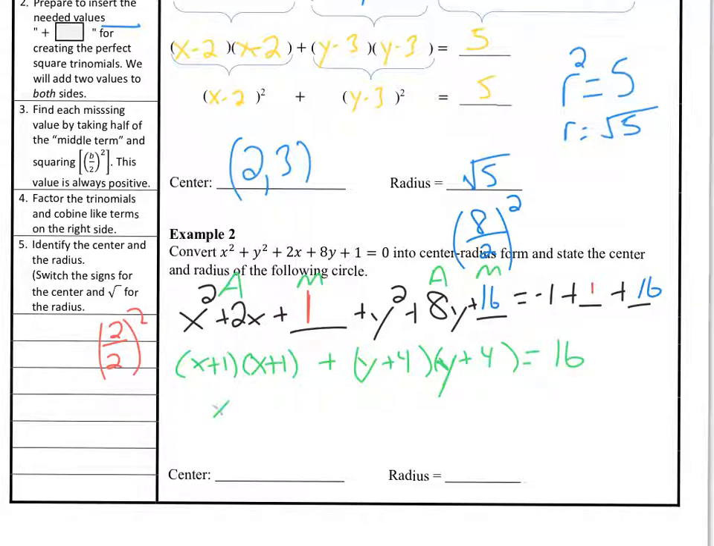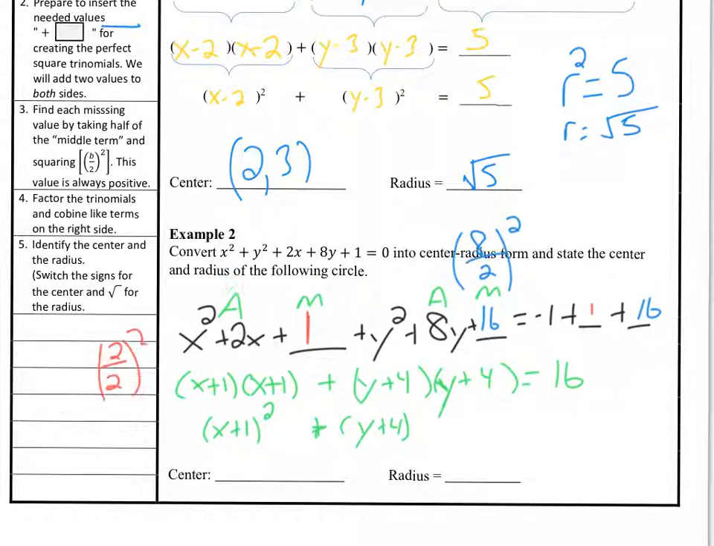So I have x plus 1 quantity squared plus my y plus 4 quantity squared equals 16. So my center, again, signs are obviously opposite, so it's going to be negative 1 comma 4.